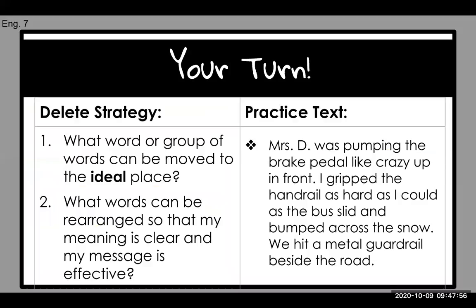Now it's your turn. Look for words or groups of words that can be rearranged so that they are in the ideal place in the passage. Press pause on this video and in your notebook, use the rearrange strategy to rewrite the passage. Make sure readers know what order the sequence of events happens in. When you are finished, press play to compare your work to possible revisions.